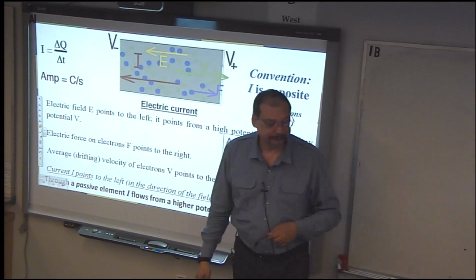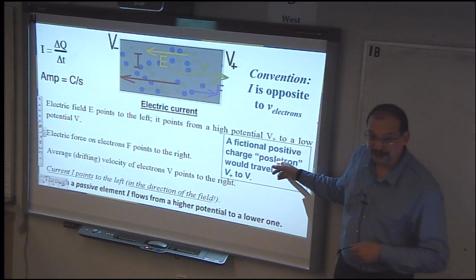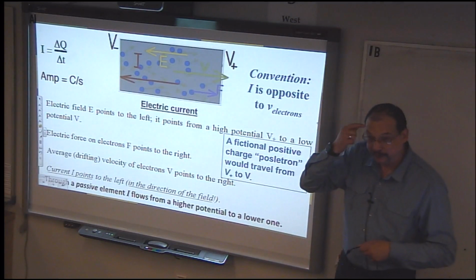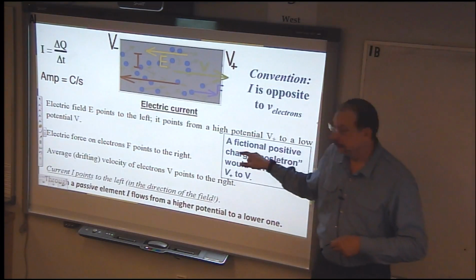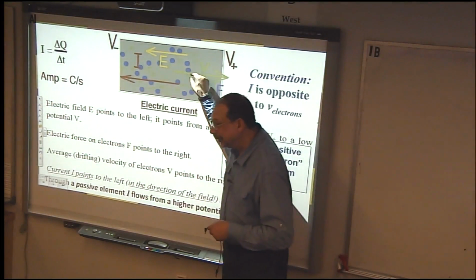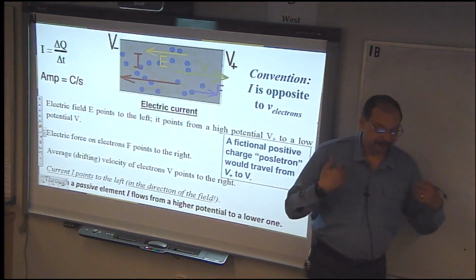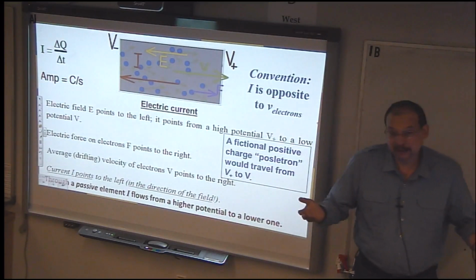That's it. Or you can imagine a fictional positive charge which doesn't exist. It's only in your mind, so don't stick to that too often. But you can imagine you have a positive charge here, it would have been traveling like that. That's the direction of electric current according to an agreement, a definition, a convention between everybody.